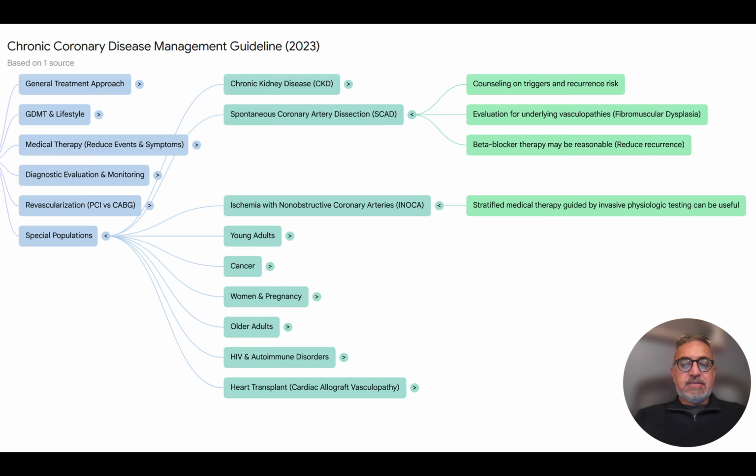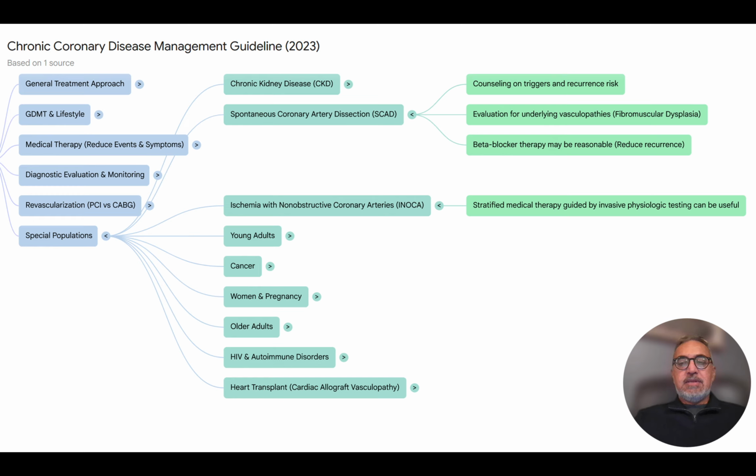Now, special populations include those with chronic kidney disease. In these patients, you cannot do MRI with contrast. Contrast using coronary angiography or coronary CTA should be minimized or avoided.